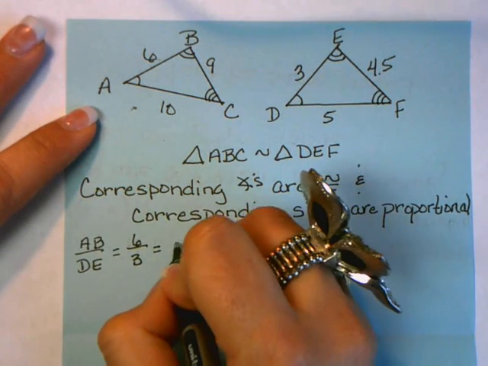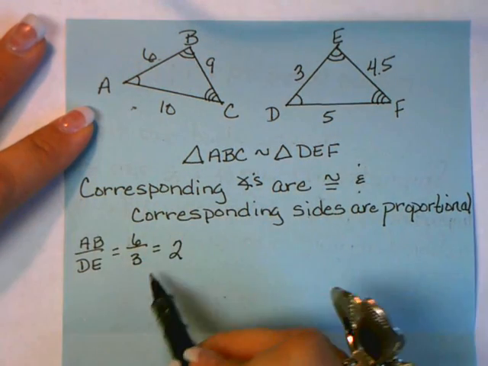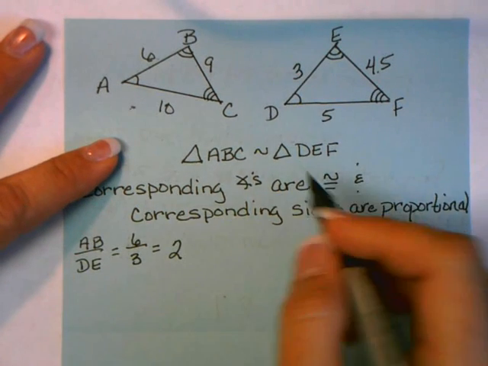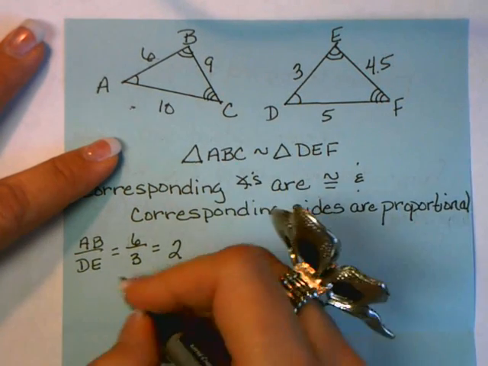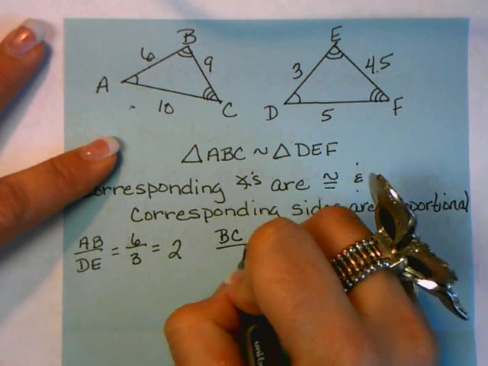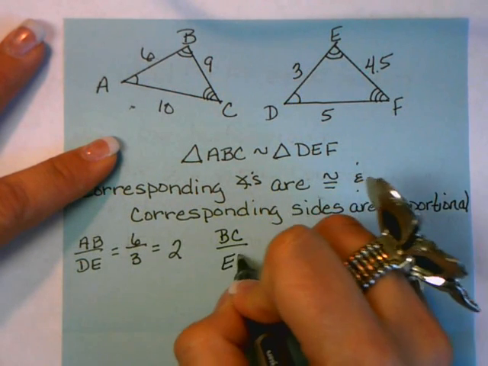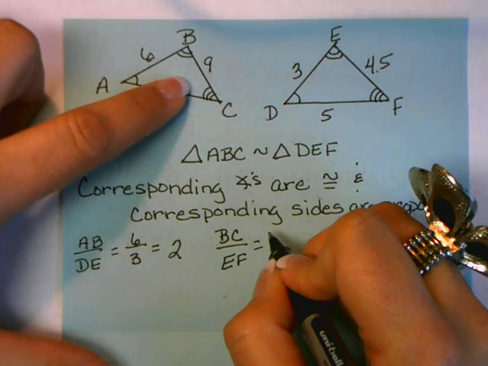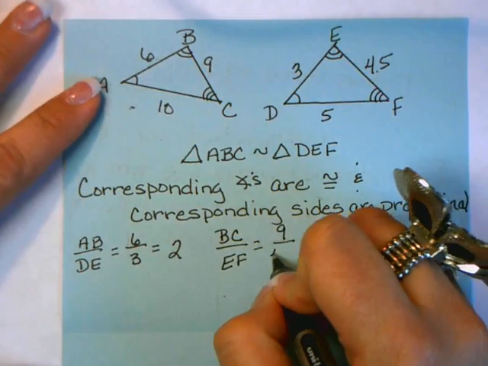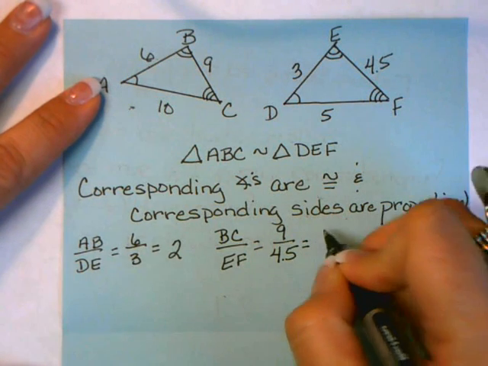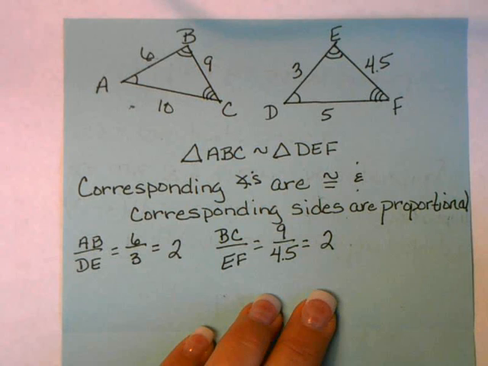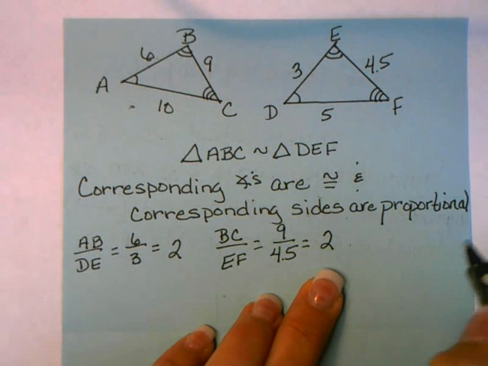AB to DE, and let's put in the numbers that go with them. AB is 6, DE is 3, and what does that reduce to? 2. Okay? We have to make sure they're all going to reduce to the exact same number in order to be proportional. Then we do the second two letters. So BC to EF, and that would be 9 over EF is 4.5. And when I simplify that down, I also get 2.